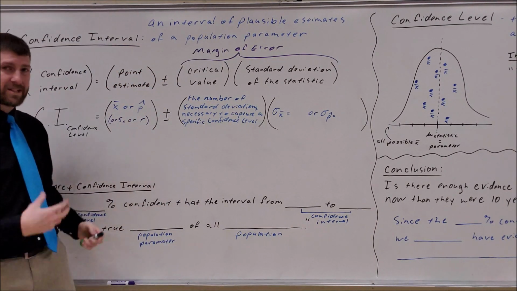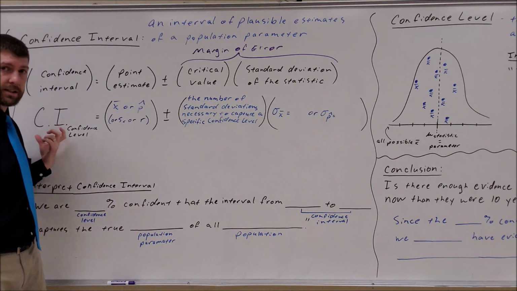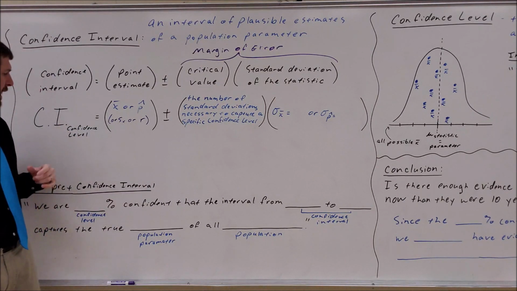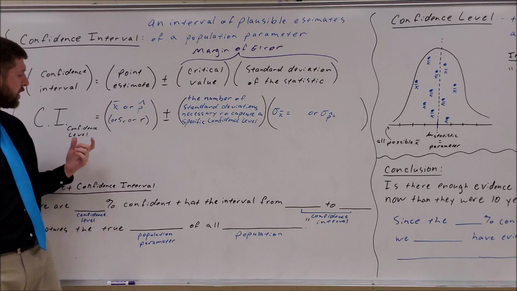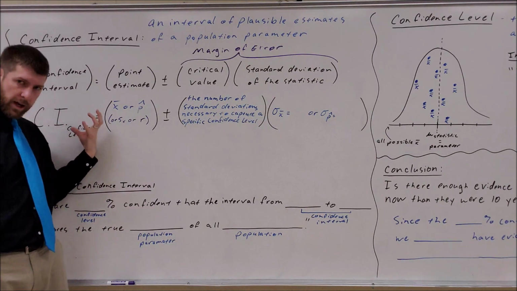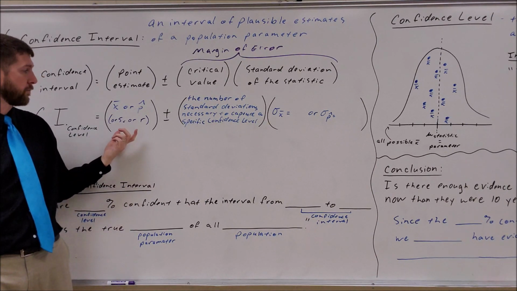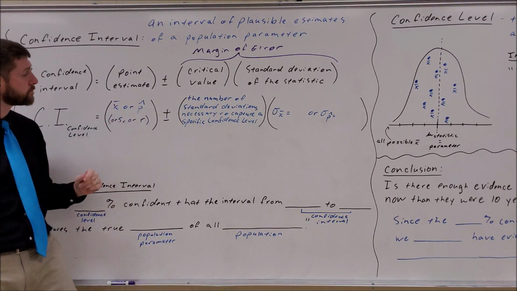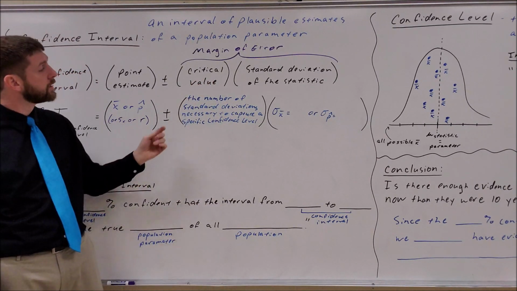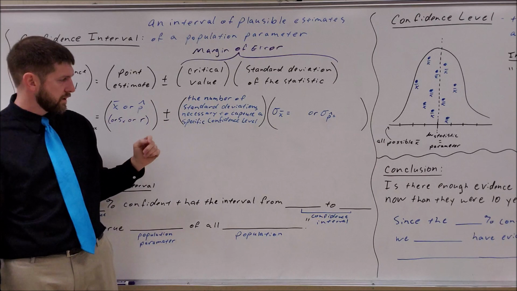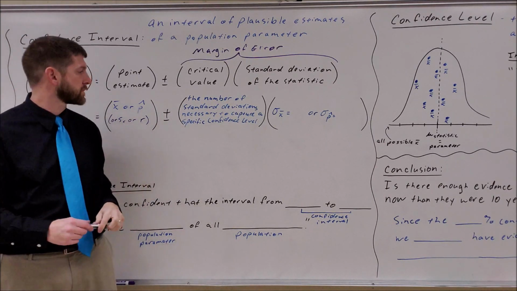So if we want to actually calculate a confidence interval, a lot of times you'll see that abbreviated CI, and then there's some type of confidence level. We're going to come back and talk about confidence level here in a second. So it's a confidence interval at a specific confidence level, and it's just taking your point estimate, which would be whatever we got for our x-bar, plus or minus this critical value. What is a critical value? A critical value is the number of standard deviations necessary to capture a specific confidence level. There's that word confidence level again.